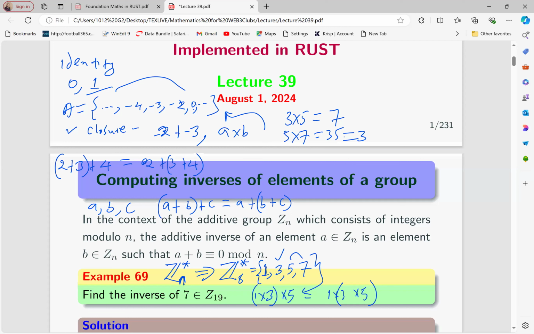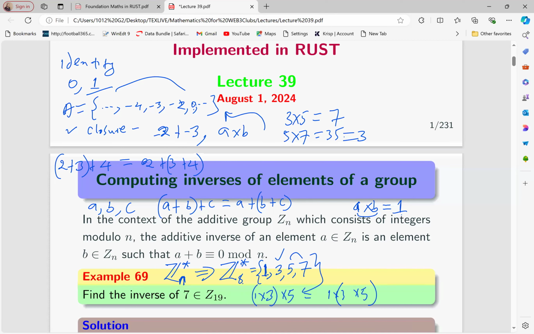Now, so for instance, the inverse of 1 is 1. Under multiplication, the inverse of an element A is B if the product is 1. Under multiplication, the inverse of A is B if the product of these two is 1. Now, we are talking about mod 8.